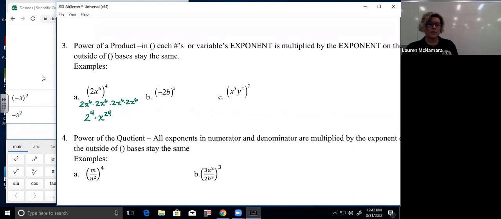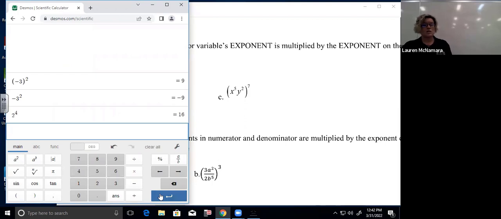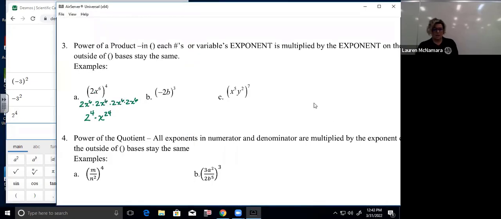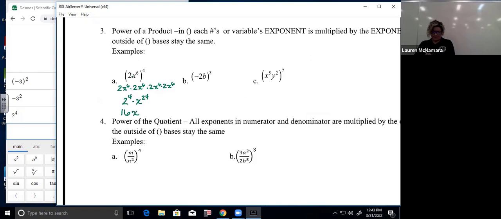If you're not sure, you can plug it into your calculator, 2 raised to the 4th, and I get 16 because it's 2 times 2. 4 times 2 is 8, times 2 is 16. So here I get 16 x to the 24th.